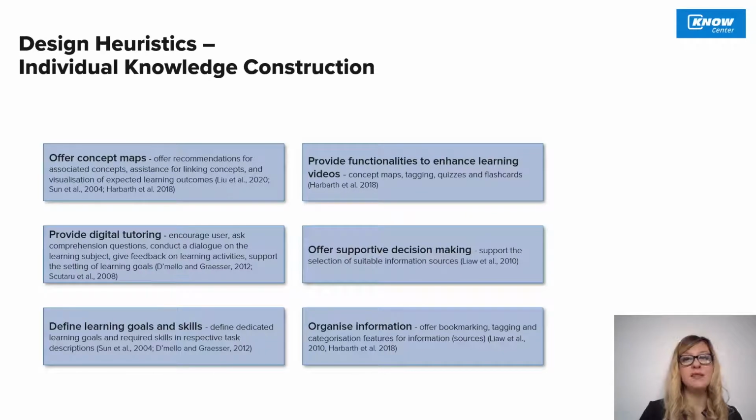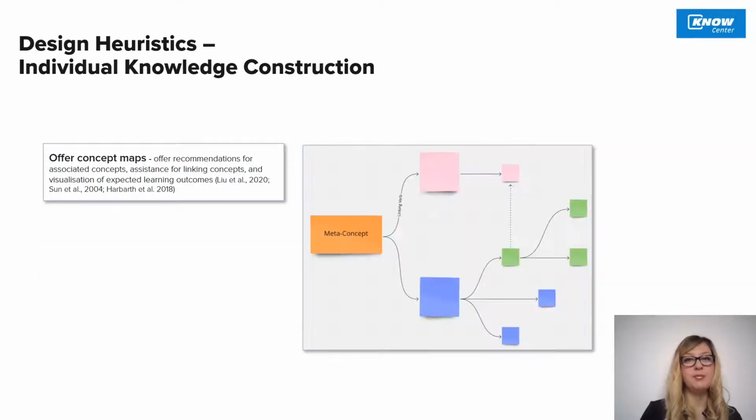By analyzing design-oriented literature, we found that 6 different design heuristics supported individual knowledge construction in different online environments. For example, to offer concept maps that recommend associated concepts, assist in linking concepts, and the visualization of expected learning outcomes in the form of concept maps.